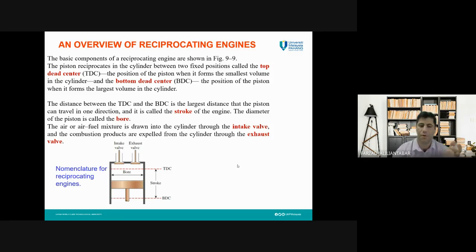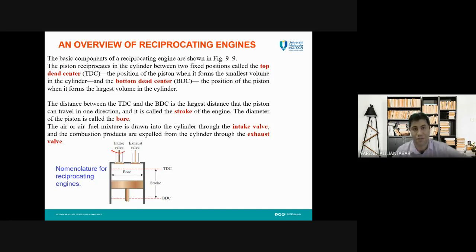The basic components which we can distinguish for these different types of internal combustion engines, as you can see in this figure, are two. We have two valves: intake valves.